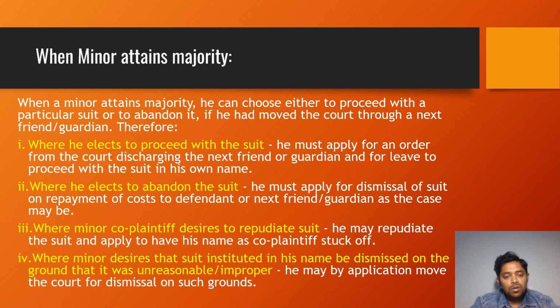When the minor co-plaintiff desires to repudiate the suit, he may repudiate it and apply to have his name as co-plaintiff struck off. When the minor desires that a suit instituted in his name be dismissed on the ground that it was unreasonable or improper, he may by application move the court for dismissal on such grounds.